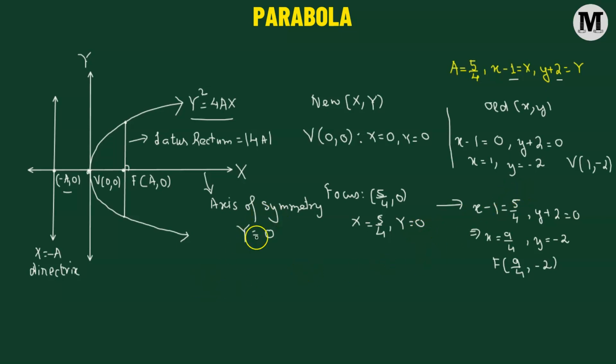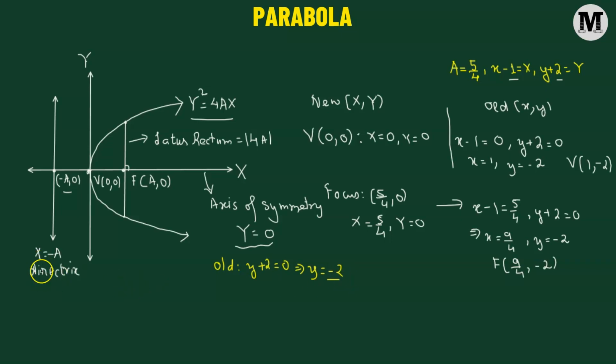Now coming to the axis of symmetry. In the new coordinate system, that's y equals 0. So in the old coordinate system, we're going to replace this y value with y plus 2. We get y plus 2 equals 0, which gives us y equals -2. So that's going to be the equation of the axis of symmetry.